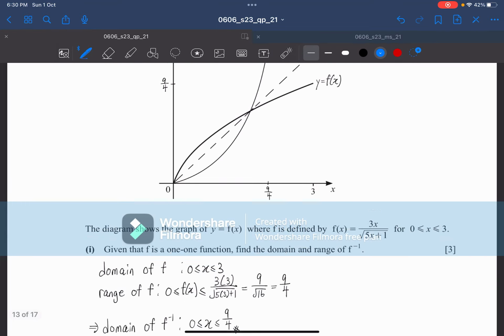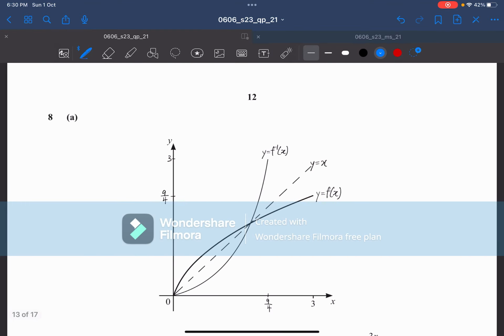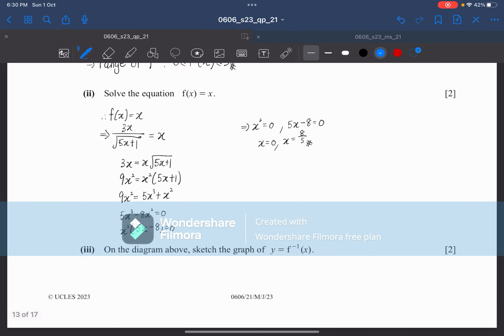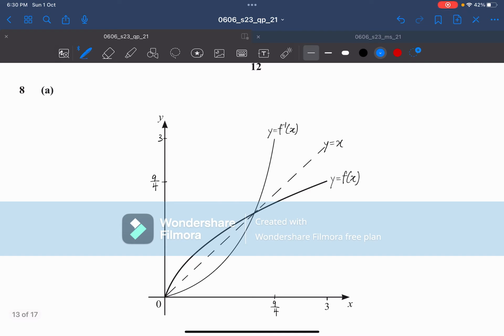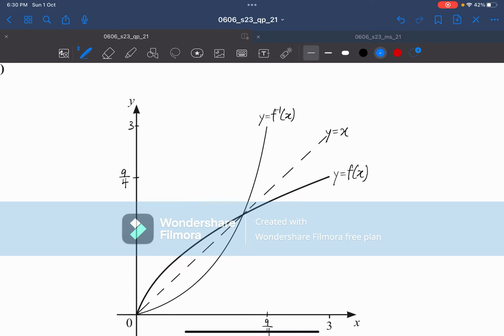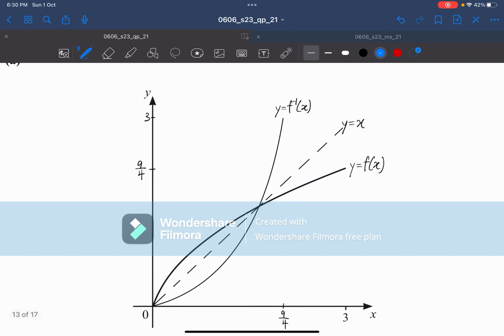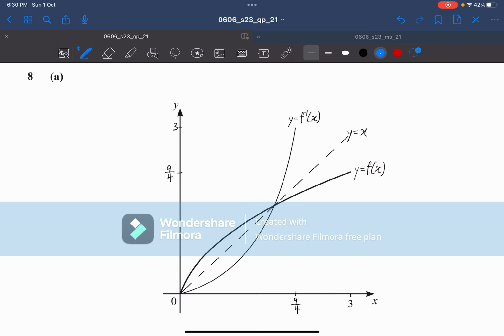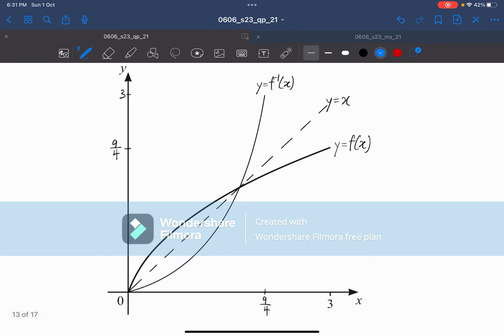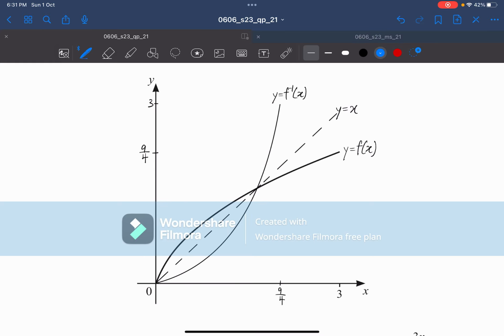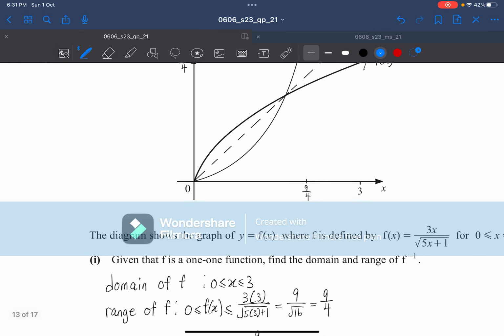Now, on the diagram above, sketch the graph of y equals f negative 1 of x. So this is just the inverse. First things first, what I like to do is always draw a y equals x graph, because it's pretty much the line the graph will be reflected against, you could say.